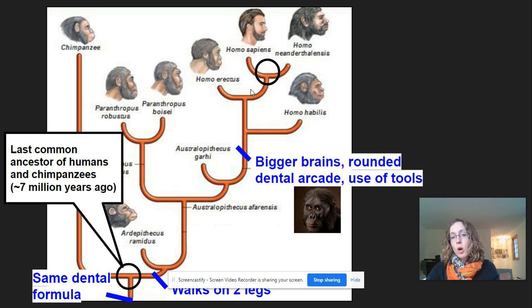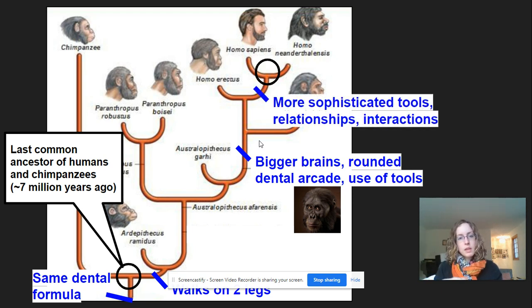When you get up to the genus Homo, some of the defining characteristics are having a bigger brain, more rounded teeth, using tools. And then as this process continued, one of the things that our species shared with Neanderthals were more sophisticated tools, having jewelry and using fire, having more relationships, like burying the dead, having social interactions, and sort of tribes living together. So you could consider those things to be derived characteristics as well.